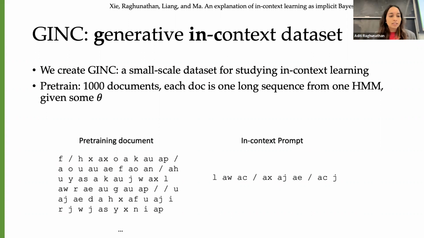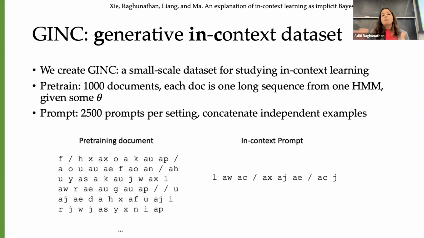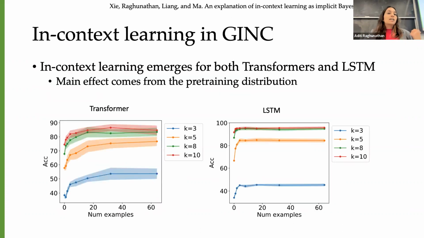This is just nonsense tokens, but a smaller set of tokens, and we only pre-train on 1,000 documents. We prompt with a bunch of different settings, concatenate, do the usual in-context learning and see whether this works. What we find is that in-context learning also emerges in GINC. K is basically the length of the example, so let's not worry too much about K for now. Across different model architectures, in-context learning still emerges.